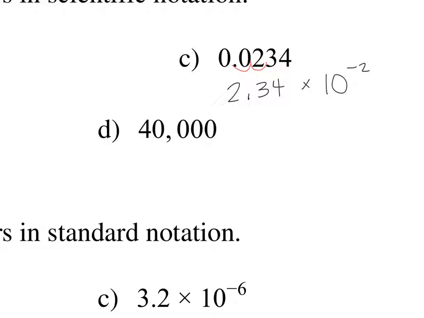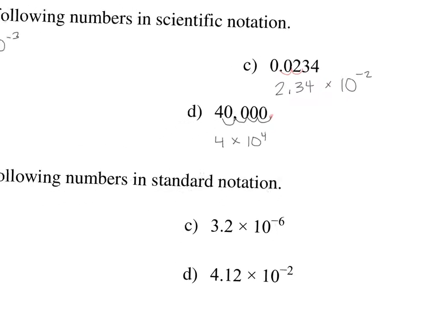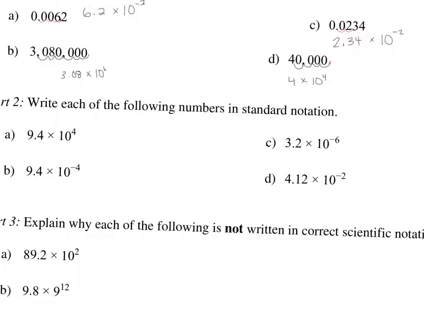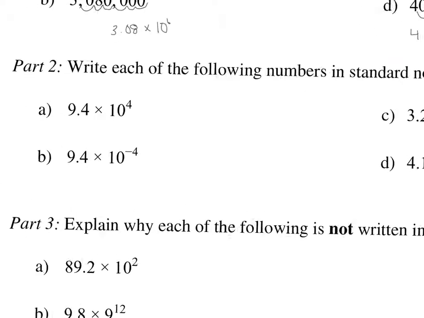And then D, the decimal is right here. So I'm going to move it 1, 2, 3, 4. So it's 4 times 10 to the 4th power. So this is writing it in scientific notation. Now you should be able to write it in standard notation.